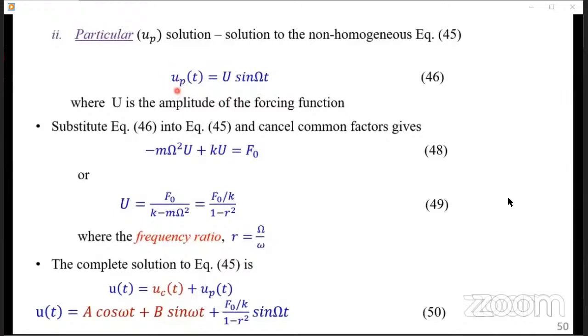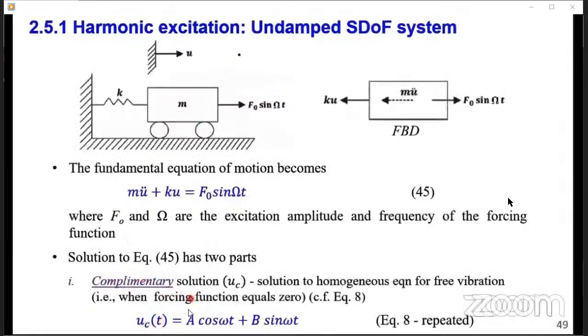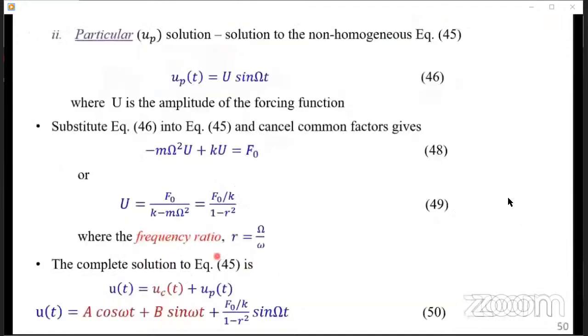Now let's get the solution. With the first part, the complementary solution, when the forcing function is equal to 0, we know how we obtain it for free vibration, and we were able to determine the coefficients A and B using the initial conditions. Remember, we said we are solving an initial value problem. Now, the particular solution UP is equation 46. So you substitute equation 46 into 45, and of course you cancel common factors.